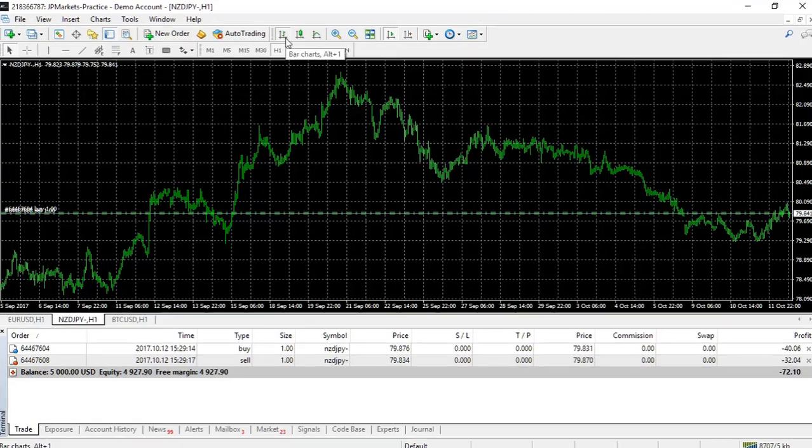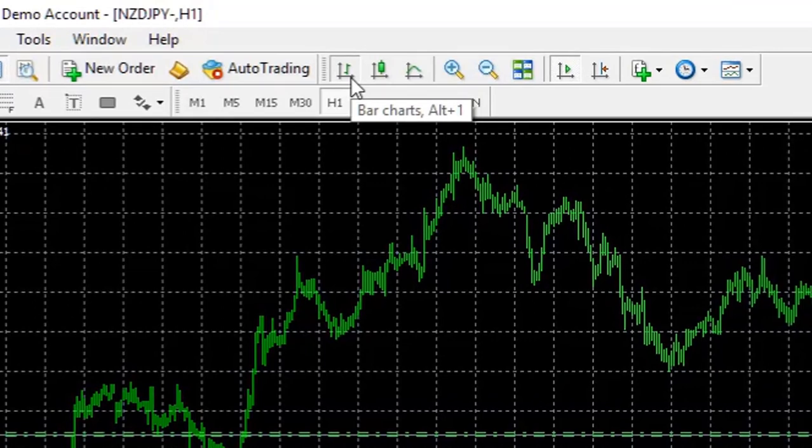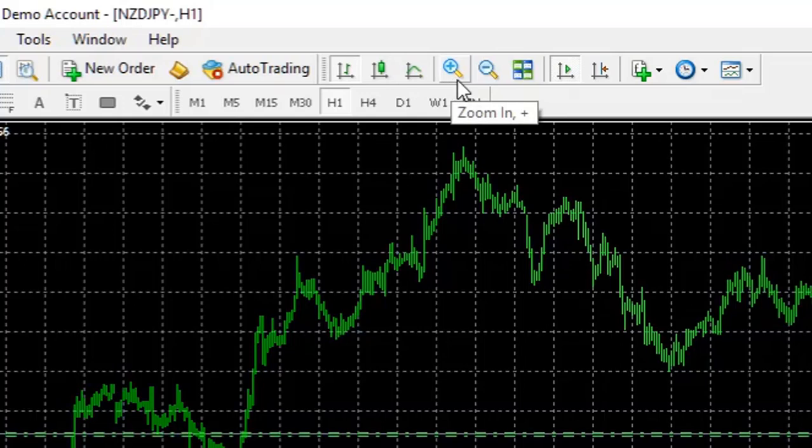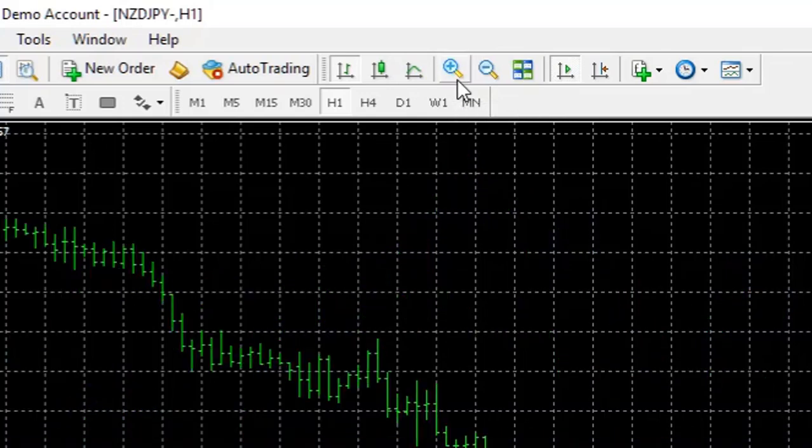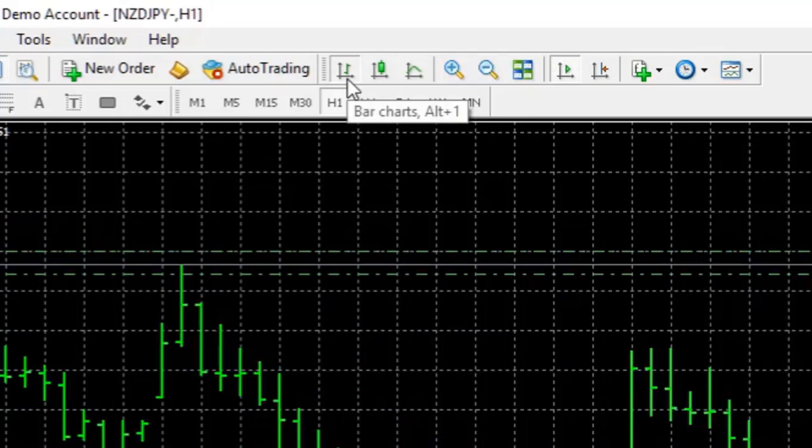The next set of buttons here, we have three options: one called bar charts, one called candlesticks, and one called line charts. First thing I have to do to show you the difference is to zoom in. Now zooming in does what you think it would do. It zooms in so you can see things a bit clearer. Now let's head back here.